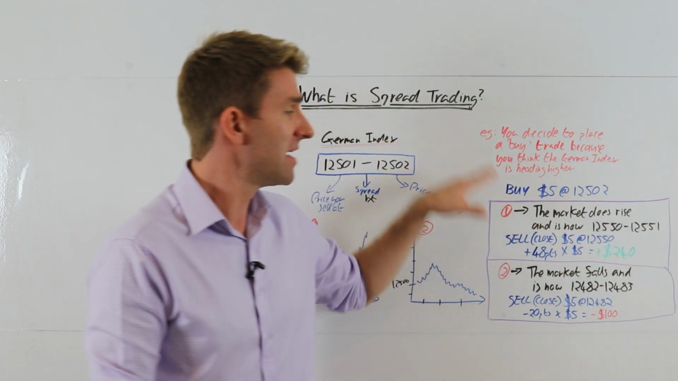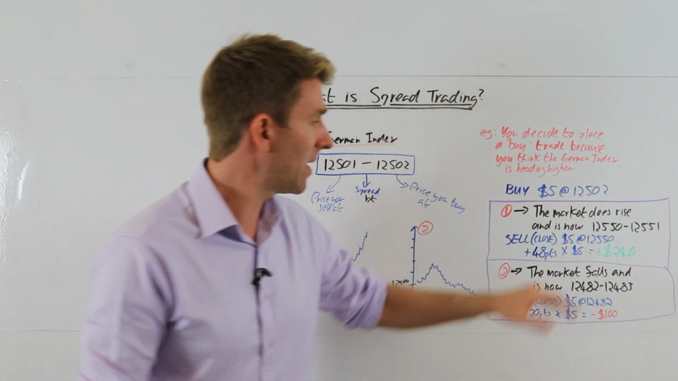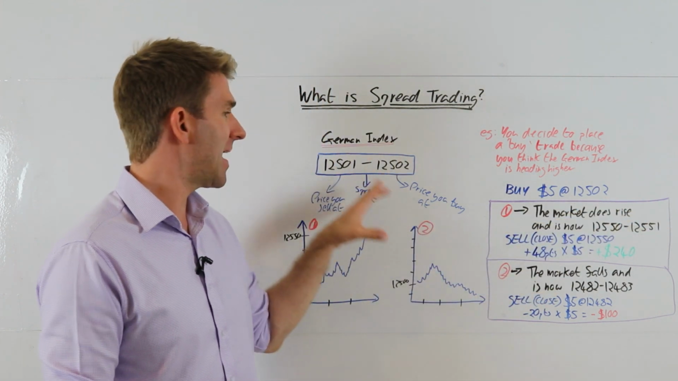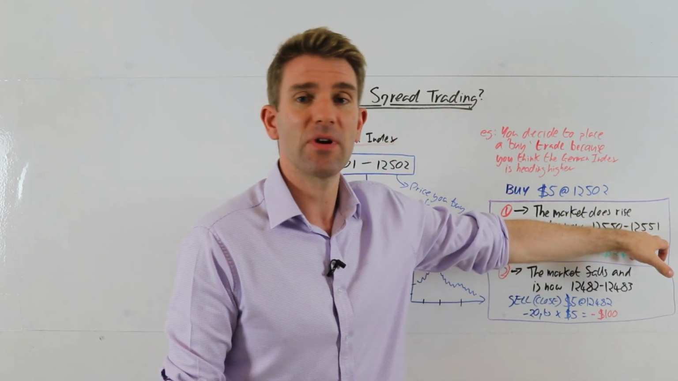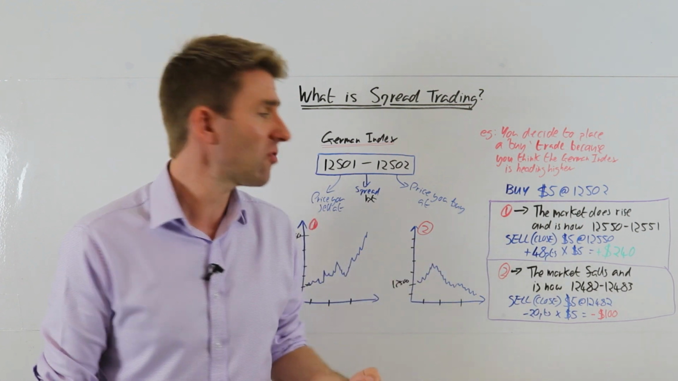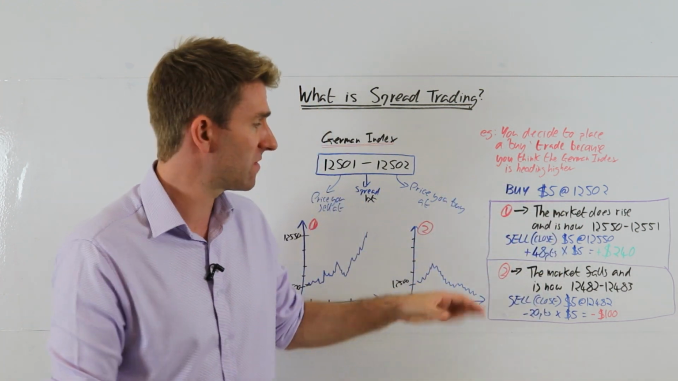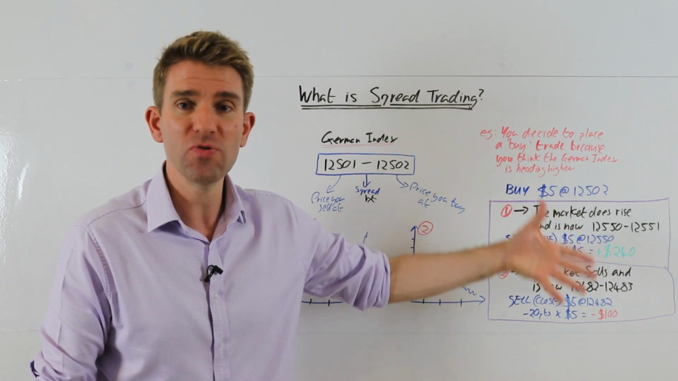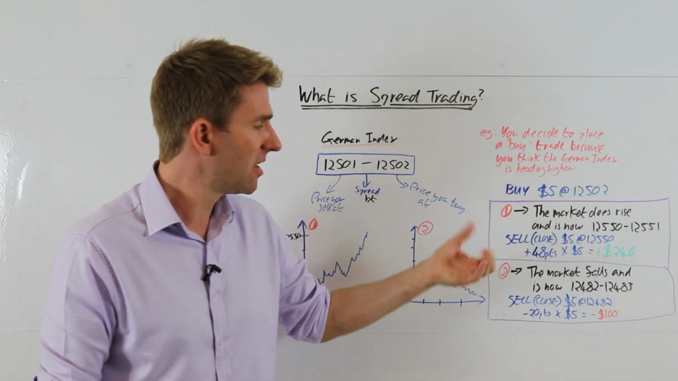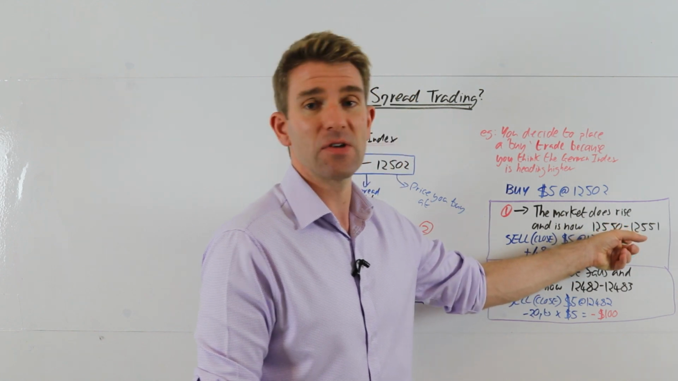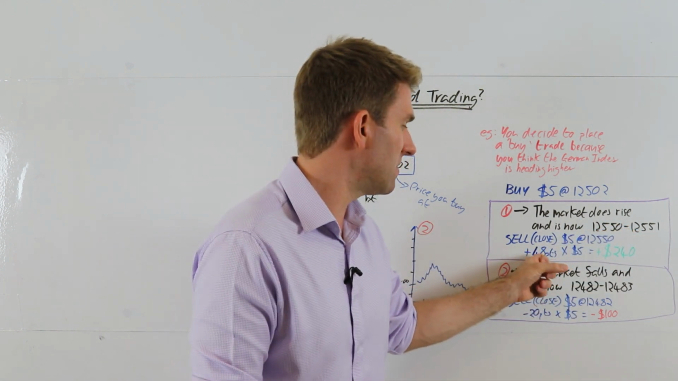So the market does rise, and now the quote on the Core Trader 2 platform is 12,550 to 12,551. Same scenario as we had here. That's the price that you sell at, that's the price that you buy at. Because you've already got your buy trade on, you need to now sell to cancel out that position, to close that position effectively. So you sell, so you're closing, you're not actually opening a new position, you're just closing the buy position you've got open. $5 at 12,550, because don't forget it's your sell price. You've locked in 48 points.